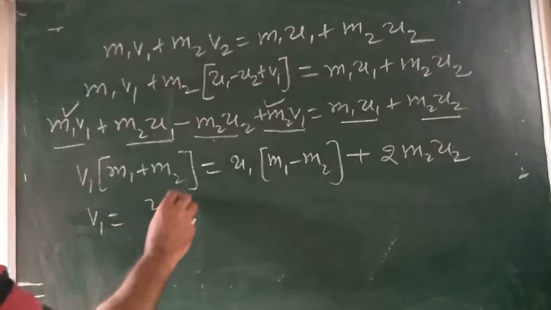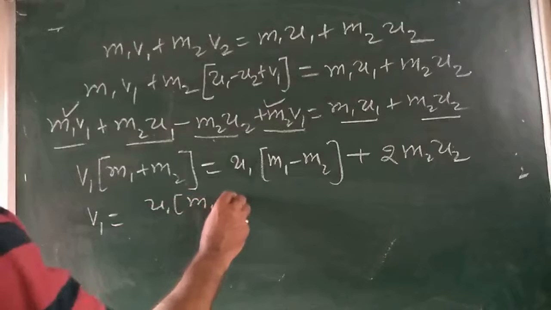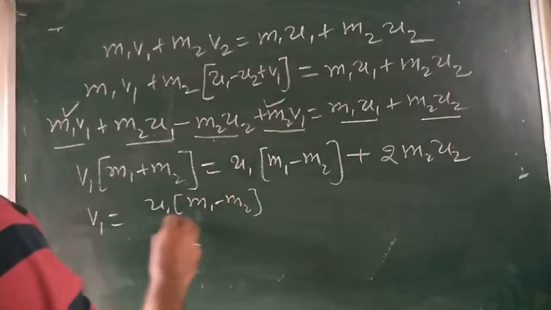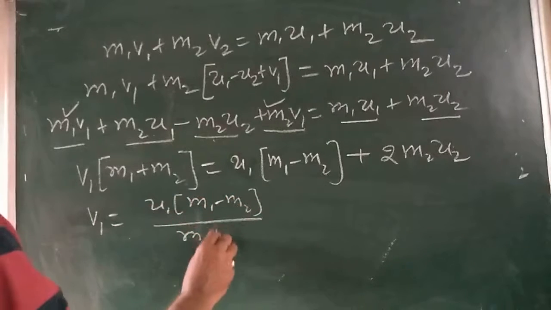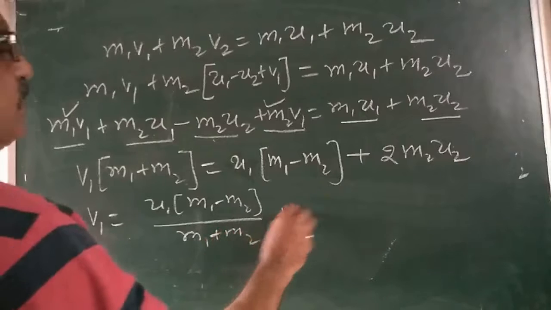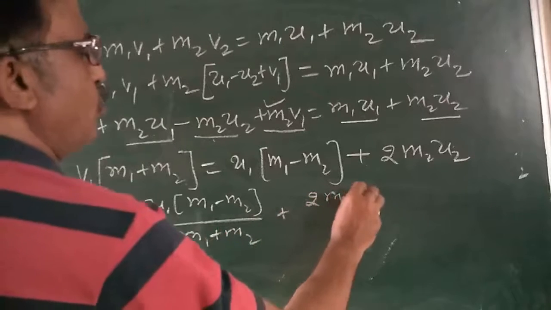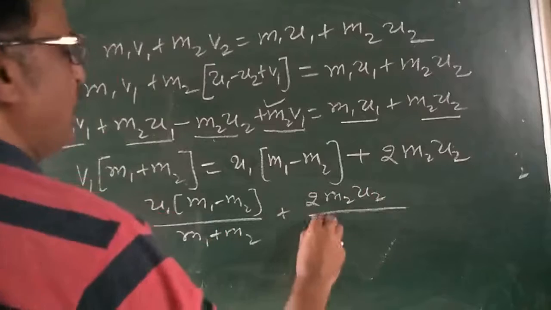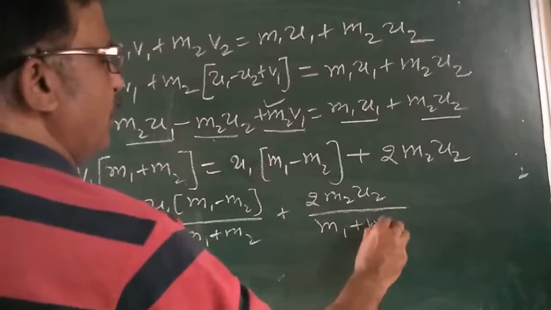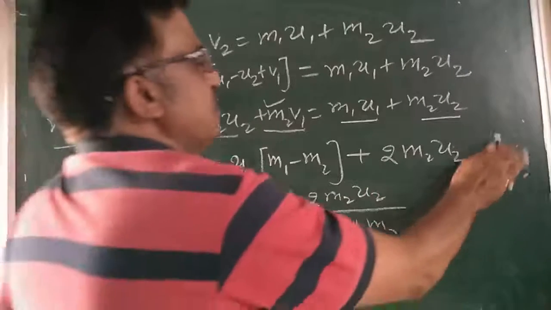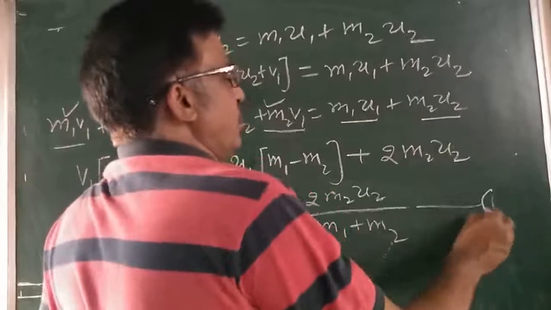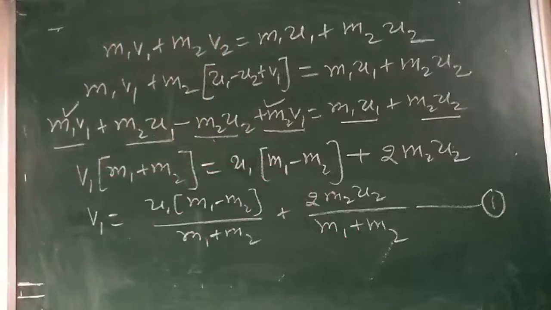u1 into m1 minus m2 divided by m1 plus m2 plus twice of m2 u2 divided by m1 plus m2. So this is our very important equation. Say this is our equation number 1, v1. So it is the velocity after collision.